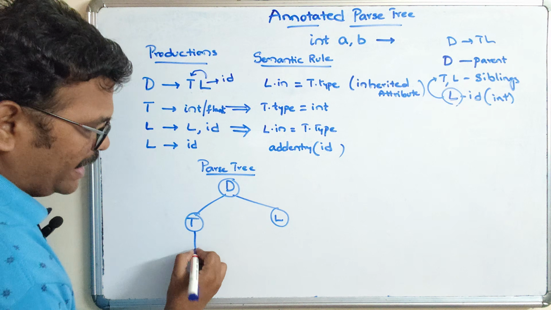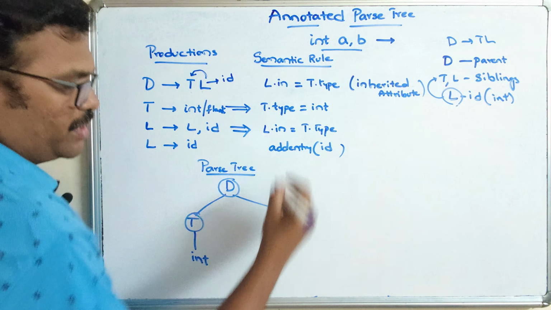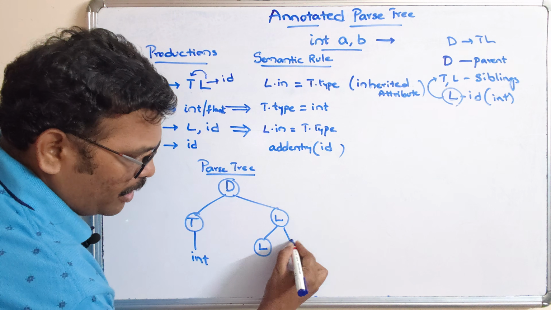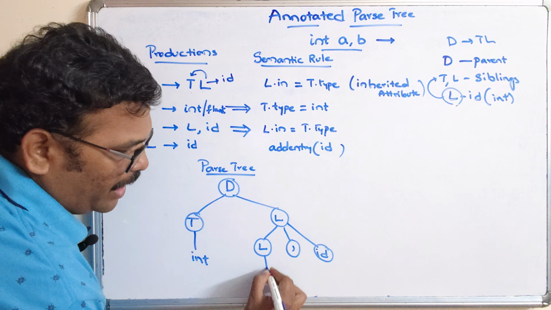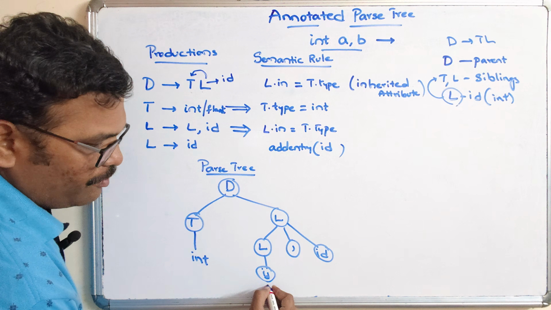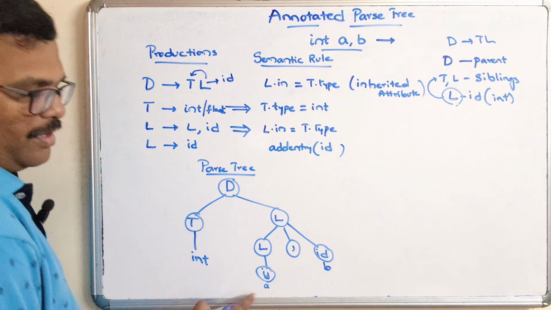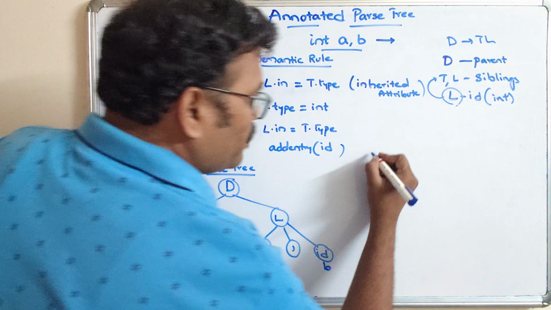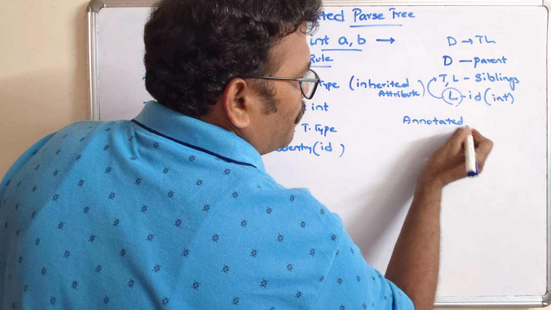Okay, and t is integer based upon this particular input string, and l again you can expand as l comma id, and l id. And this will be a and this will be b. So int a b. So this is the parse tree. Now coming to the annotated parse tree.